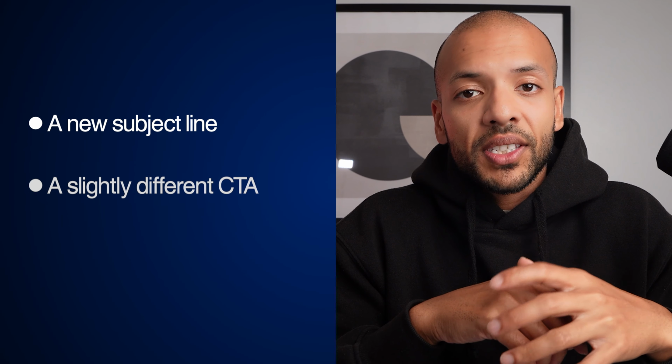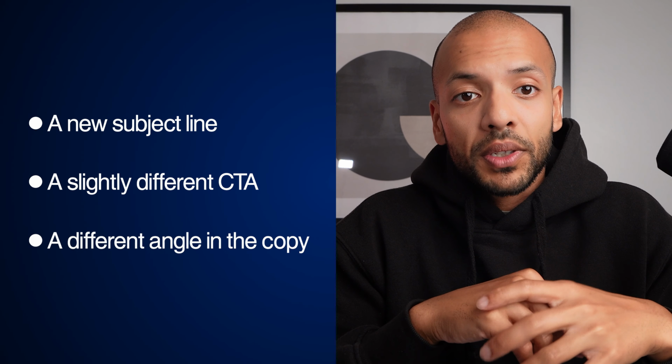Make one change at a time. This is where most beginners mess up. They tweak 5 different things at once and then they've got no idea what actually worked. So here's the rule. Change one variable at a time. That could be a new subject line, a slightly different CTA, a different angle in the copy. Pick one, let it run for 3 to 5 days, then reassess. If you see an improvement, great, keep it up. If not, roll it back and test something else.